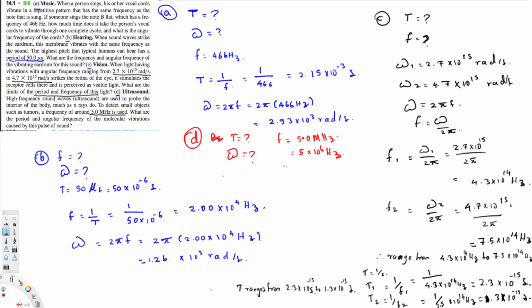T is easy to find because f is equal to 1 over T. So we simply have to plug this value. So this is going to be 1 over 5 times 10 to the power of 6 hertz, and that gives us 2.0 times 10 to the power of minus 7 second. So we are finding the period.